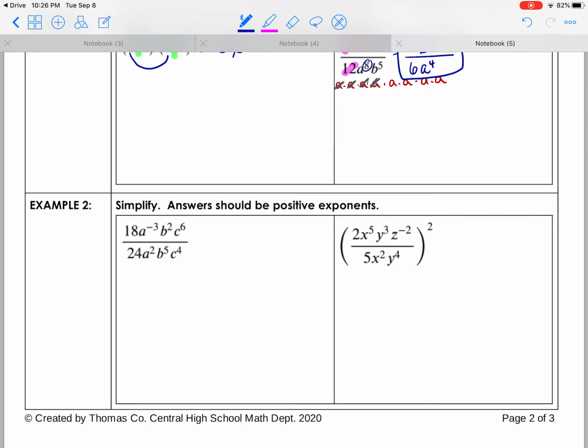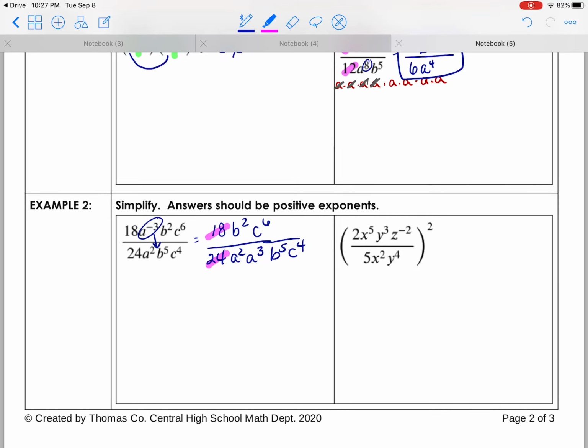Okay, example 2. Doing the same thing. Answer should have positive exponents. First thing I'm going to do before I get started with this is I'm going to move negatives. I always move negatives first, which is only at the top. So I'm going to rewrite this problem as 18b squared c to the 6. That a to the negative third is going to move to the bottom here. Then we'll have 24a squared. I'm going to put in that a to the third that moved to the bottom. Then I have the b to the 5th, and c to the 4th.